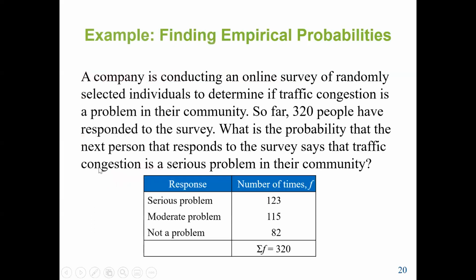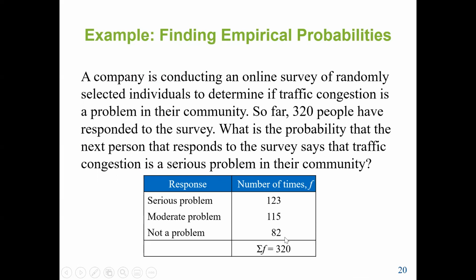So let's see an example here. A company is conducting an online survey of randomly selected individuals to determine if traffic congestion is a problem in their community. So far, we have 320 people who have responded to the survey. What is the probability that the next person who responds to the survey says the traffic congestion is a serious problem in their community? So this is our response, 320. The serious problem is 123. Moderate problem is 115. Not a problem is 82.